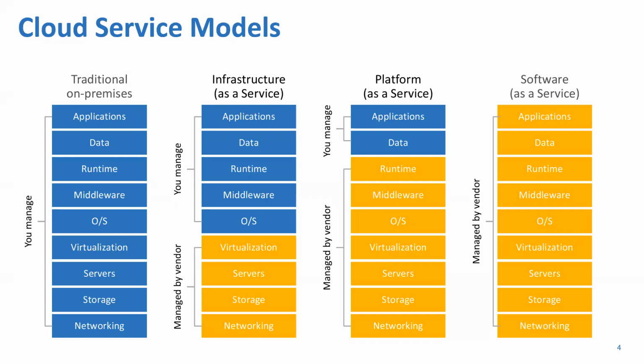When it comes to cloud, there are three models. I would say three basic models. Now there are more models coming up where you have something called function as a service, containers as a service. But today we'll stick to the three basic models, which is infrastructure as a service, platform as a service, and software as a service.